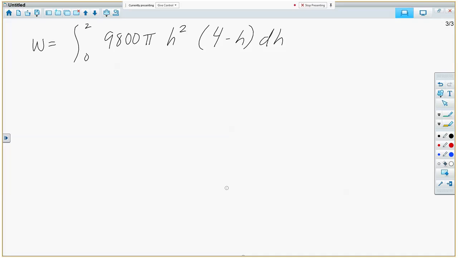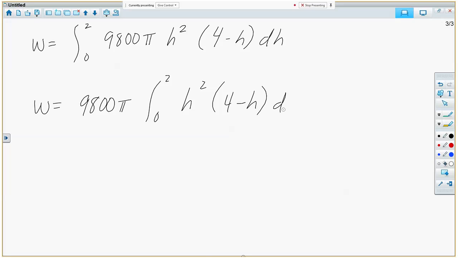Is that everything in there? Make sure I haven't left anything out. I'm going from memory. 9,800 pi, integral from 0 to 2, h squared times 4 minus h dh. 9,800, and that's going to be 4h to the third over 3 minus h to the fourth over 4, evaluated at 0 and 2.